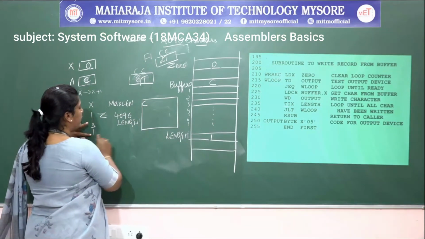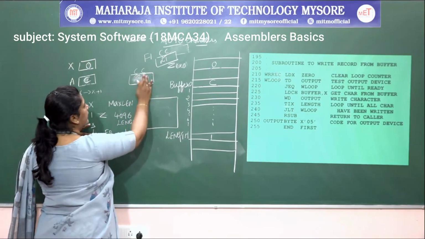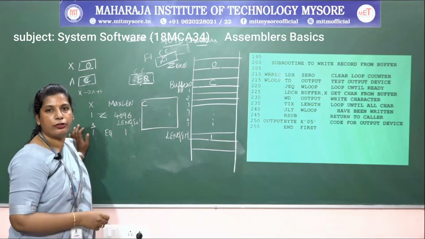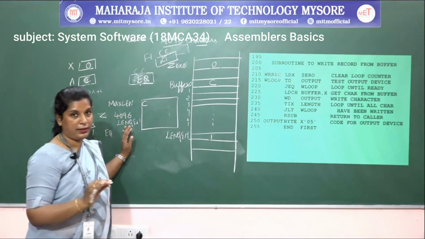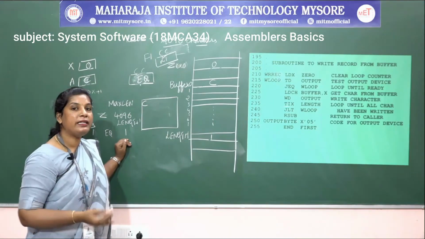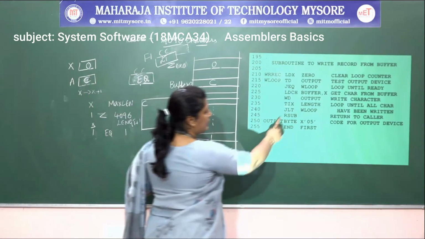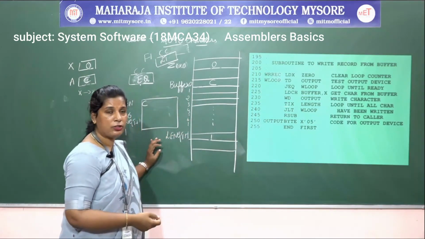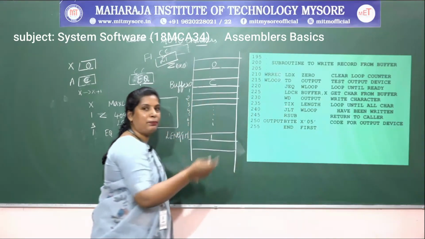What is the index register value? It is 1. What is the length? It is 1. So both are equal, and it is going to set the condition code flag bit as equal. If the index register value is less than the length, some more characters are there to be displayed. If it is equal, no more characters are there. So if it is less than, it will go back to the W loop for displaying more characters to the screen. Otherwise it will go to RSUB, the return subroutine.